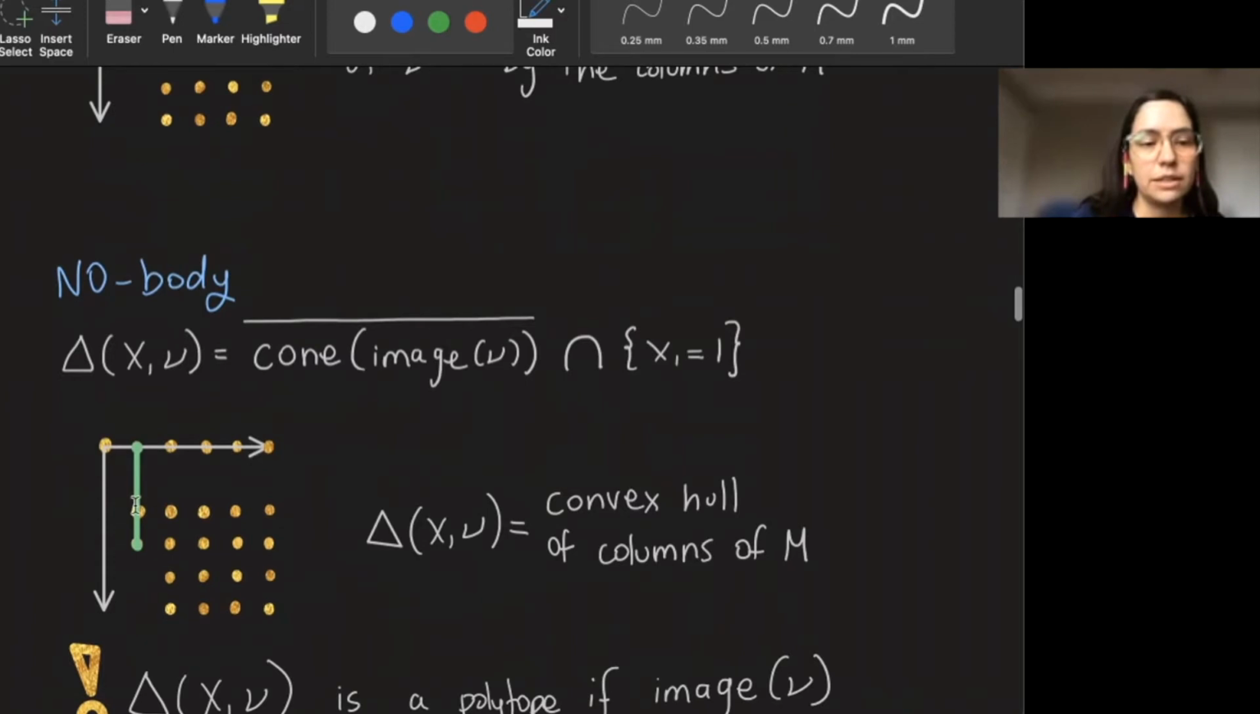This is the Newton-Okounkov body for the example we were looking at before.